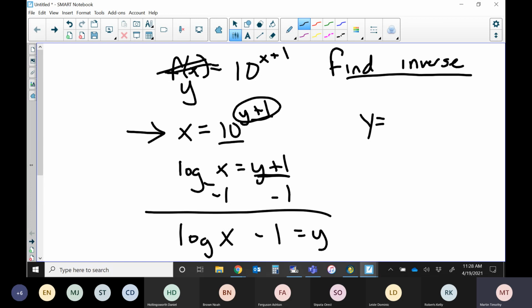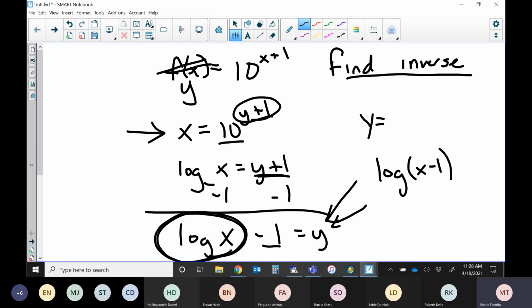So if I was making an x and y chart for this, you would plug your x in here. You would actually take the log of it first, then minus 1, and that would be your y. This is different than this, which is what we just talked about. But I'm going to keep bringing it up to make sure you understand. They are not the same.